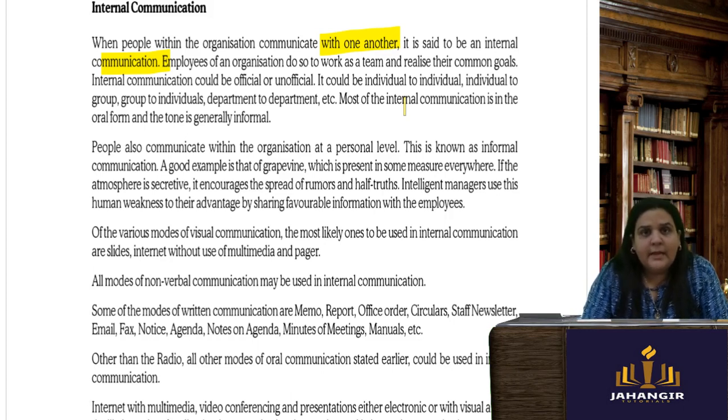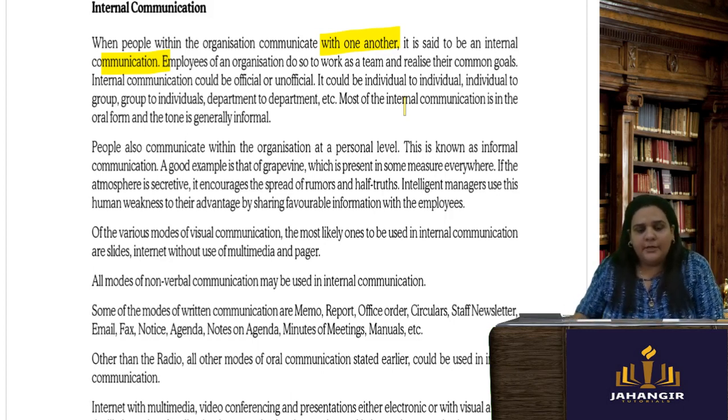In internal communication in the organization, obviously people communicate at a personal level. Why? Because we make friends, we talk to them. This is known as informal communication. A good example is that of a grapevine, which is present in some measure everywhere.